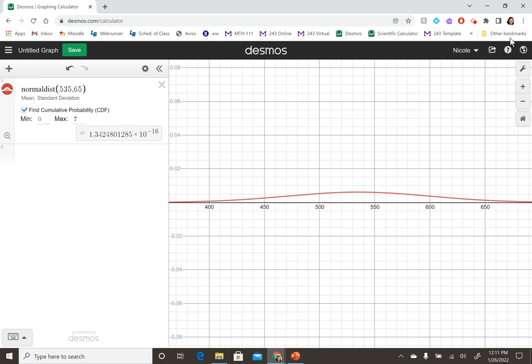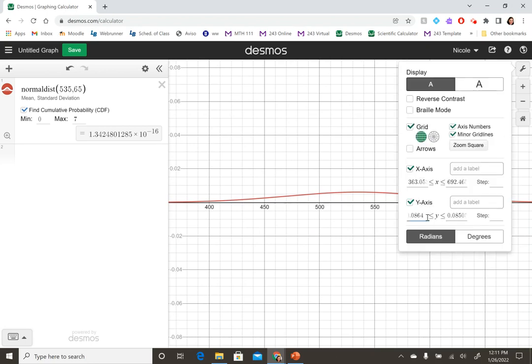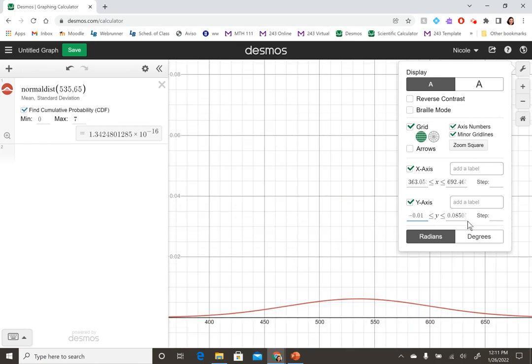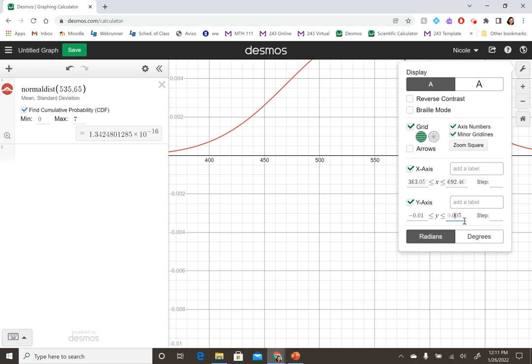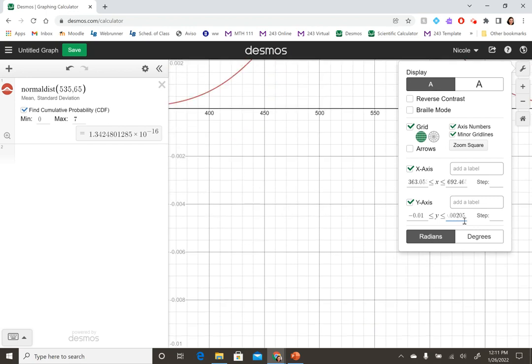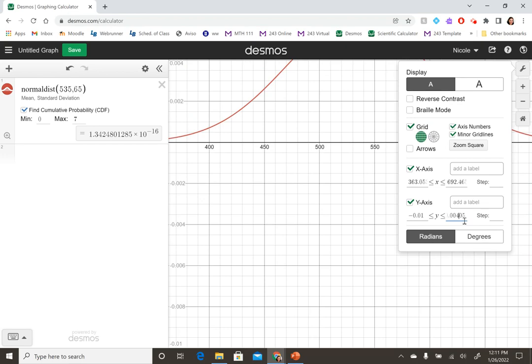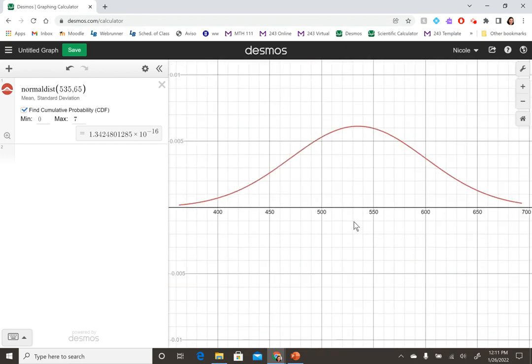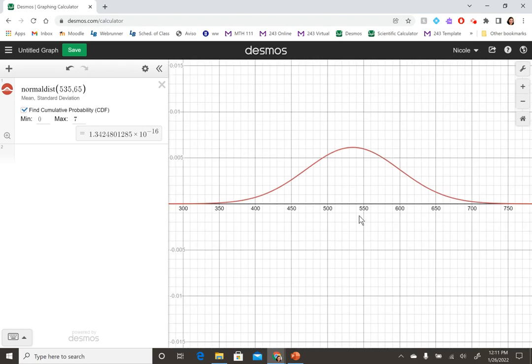I can zoom in this one, and maybe I want a little less Y min. Let's drop that down to 0.001, and a little less Y max. So that's pretty good. Sometimes you just gotta kind of play with it until you see what you like.